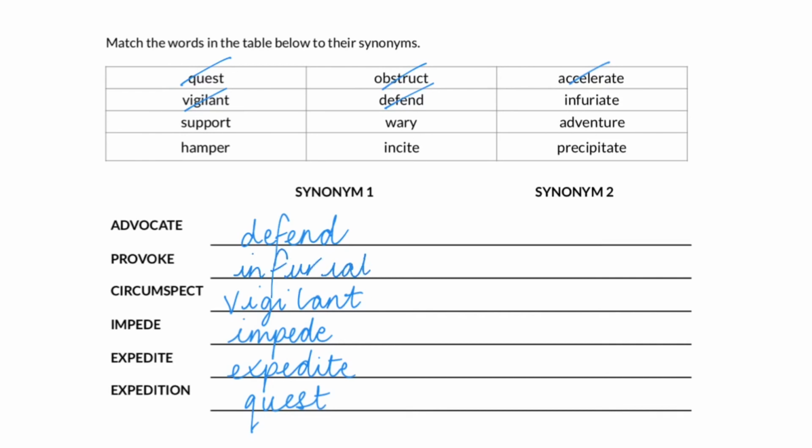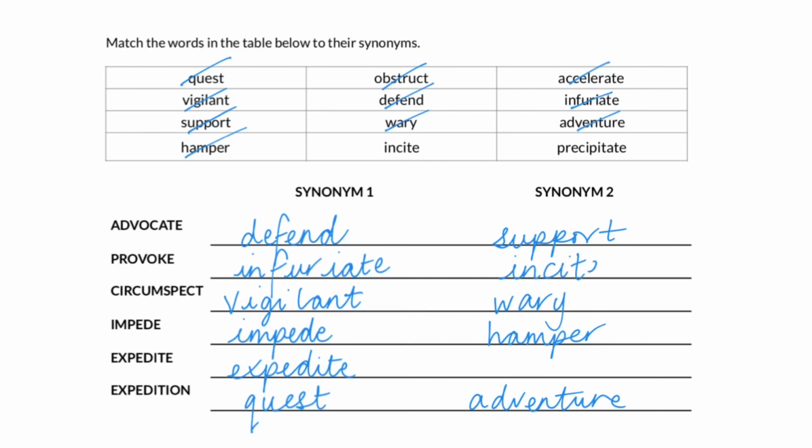Okay, so we've got a full first column. Support, that's also going with defend and advocate. Wary, cautious, circumspect, vigilant. Adventure, you go on an adventure, you might call it a quest or an expedition. Hamper, that's to get in someone's way, to hold them back, so we will go with impede. Incite, if you incite anger, you're stirring anger, you're making that happen, so that would be with provoke and infuriate.